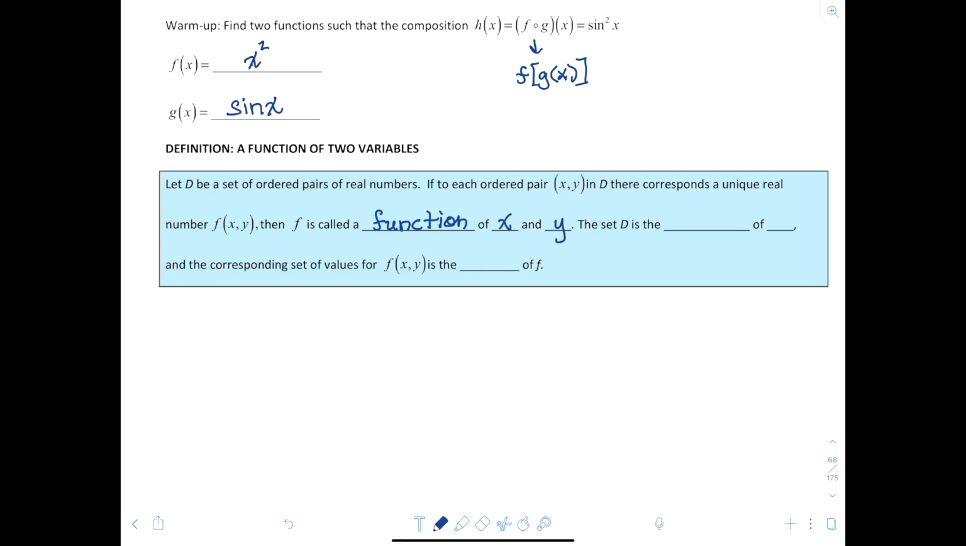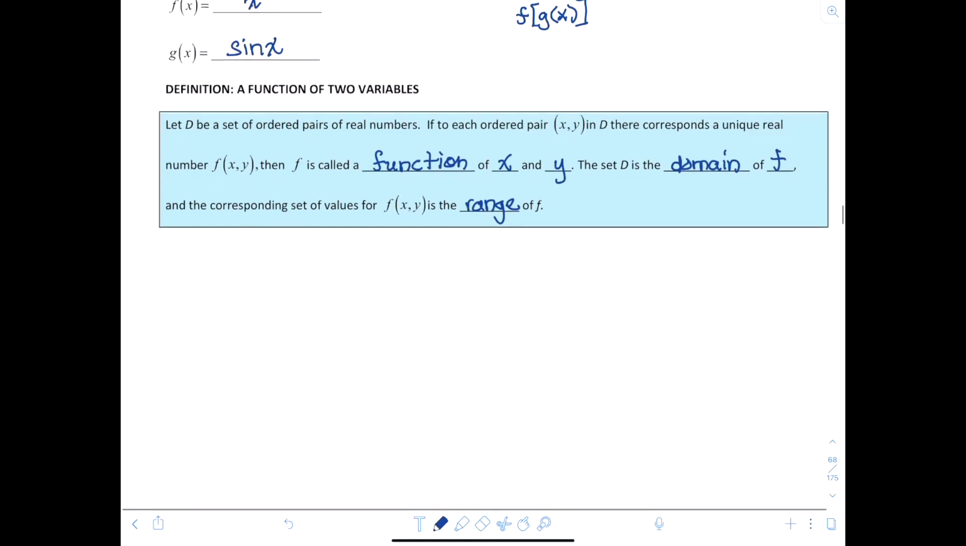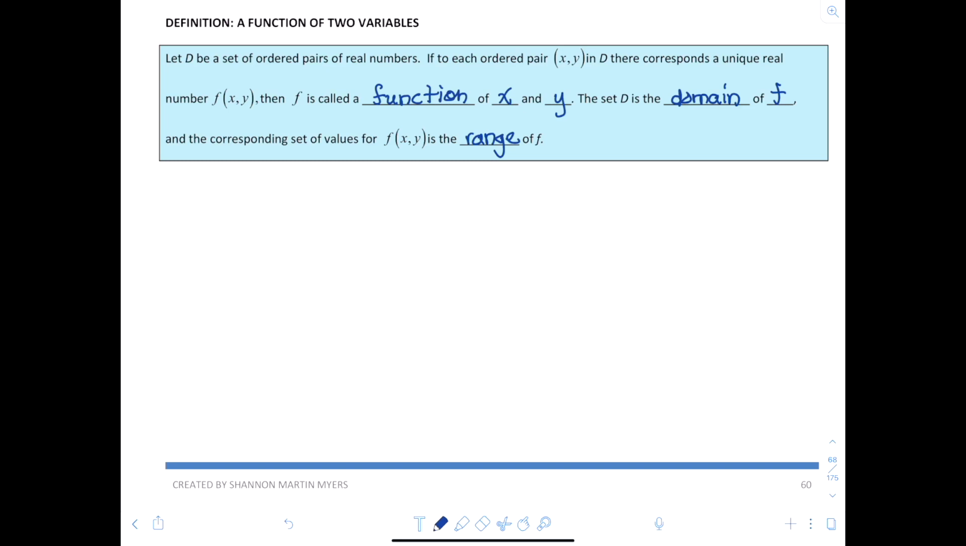The set D is the domain of f, and the corresponding set of values for f at x and y is the, you got it, the range of f. So, okay, let's just consider something that we've looked at before. Let's think about just f at x is equal to the square root of x, right? What's the domain of this function?